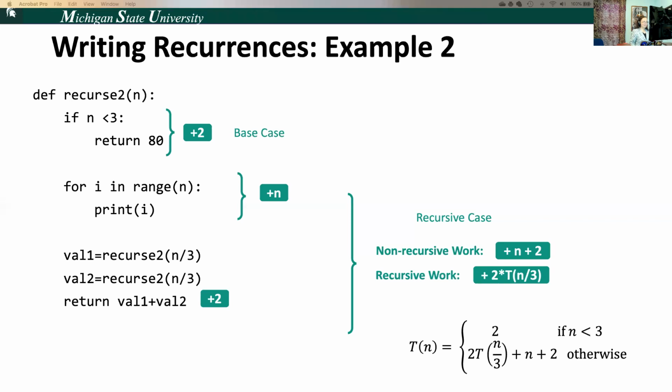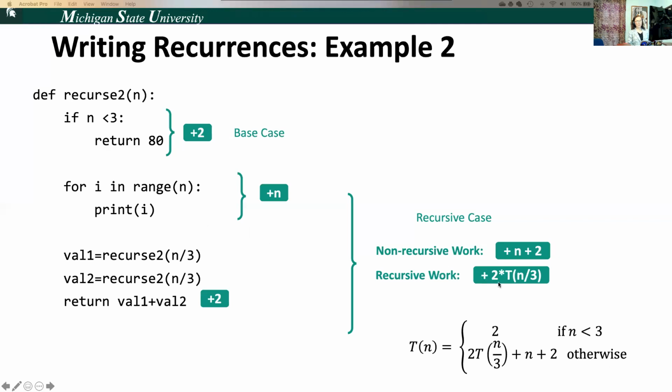And then what's happening is you've got yourself 2 recursive calls with n over 3. So recurse 2, n over 3, recurse 2, n over 3. The results are assigned to value 1 and value 2. At the end, you're returning the summation of those two. So you analyze what you've got as non-recursive: I have this loop and this constant, n plus 2 non-recursive work. I have my base case and I have my recursive calls.